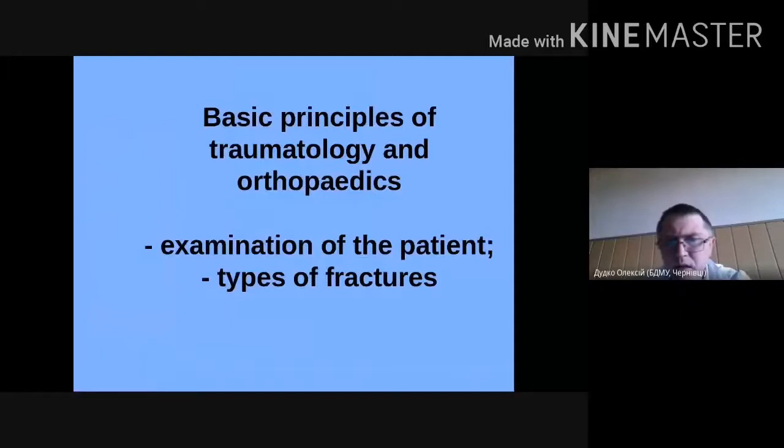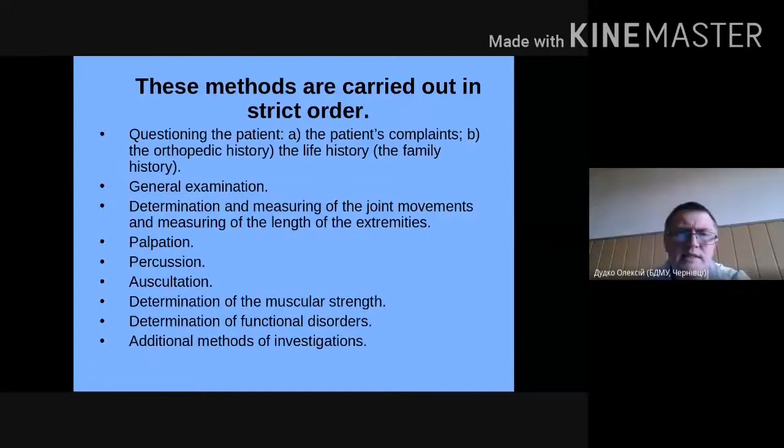So first of all, we'll start with examination of our patients. In our practical classes, we discussed these topics already. So we start from questioning of the patient, on complaints, the history of disease, then goes general examination of a patient. We should check joints for the range of motion and length of extremities and different segments. We use also palpation, percussion, auscultation for local examination of the fracture site, determining muscular strength, and to check for different deformities of the spine and limbs, functional disorders, and only then we use additional methods of investigation.